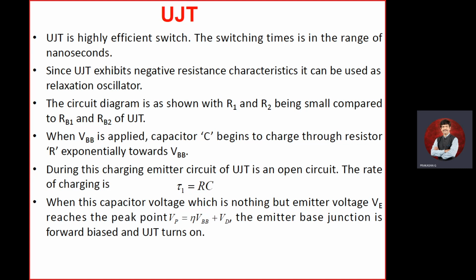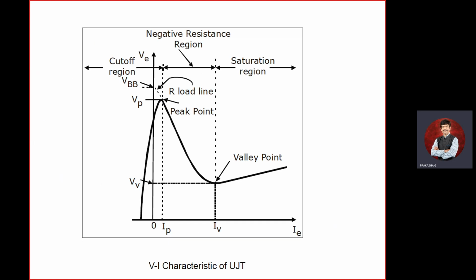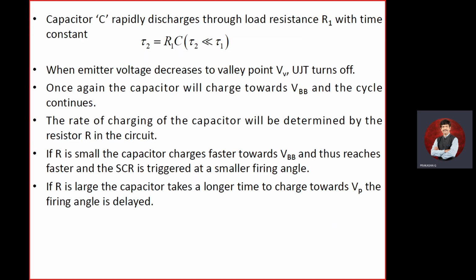When this capacitor voltage, which is nothing but the emitter voltage VE, reaches the peak voltage VP, the emitter base junction is forward biased and UJT turns on. So your emitter voltage should reach VP, the peak voltage, then only it is going to turn on. I'll explain how exactly we are triggering, how the UJT triggering will work for the SCR triggering itself. I'll explain that later.